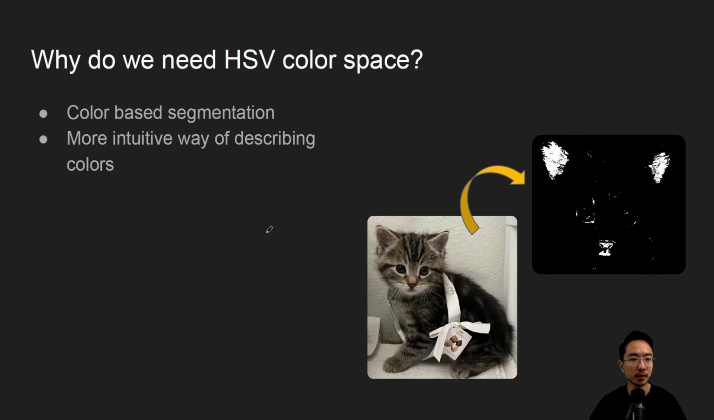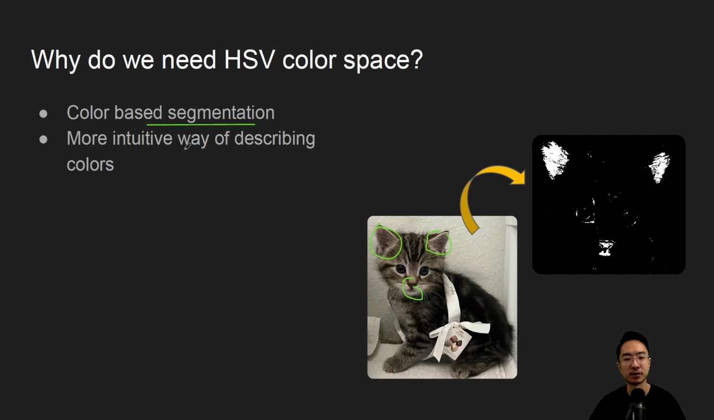Okay. So why do we need the HSV color space? A common application is segmentation using color. By the end of this video, you'll see how we can do segmentation of this picture. We're trying to get the fleshy part of the cat, which is the pinkish color, which will give us the ears and the nose area.